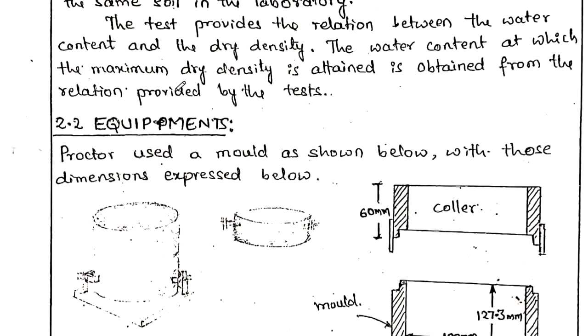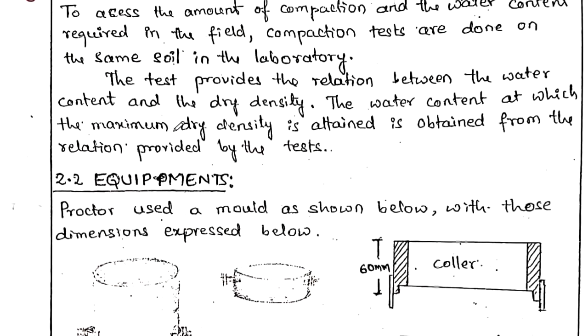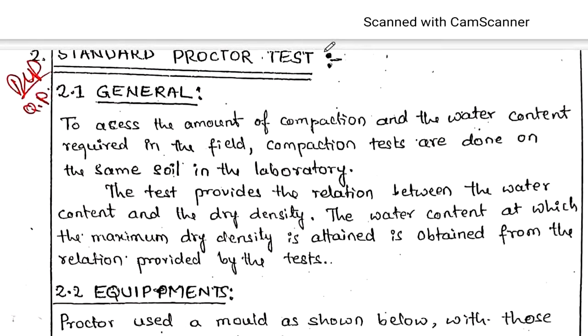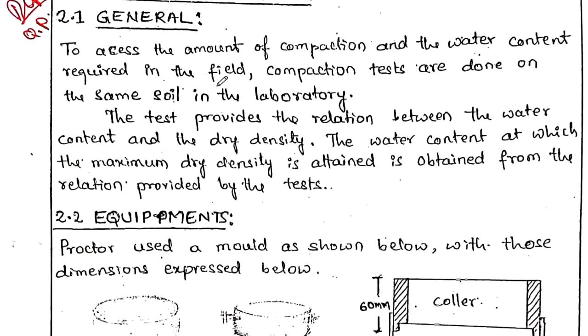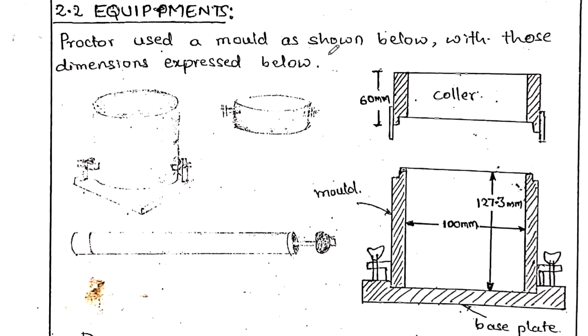For that purpose, on the same soil sample we conduct the standard and modified Proctor tests to find out the amount of water content we have to add and the amount of compaction effort we have to apply. Let us study the standard Proctor test. Both test procedures are similar, but a few things change. Let us first study the standard Proctor test.